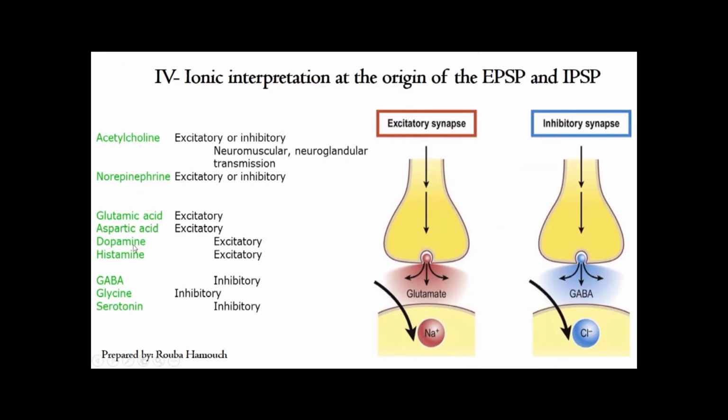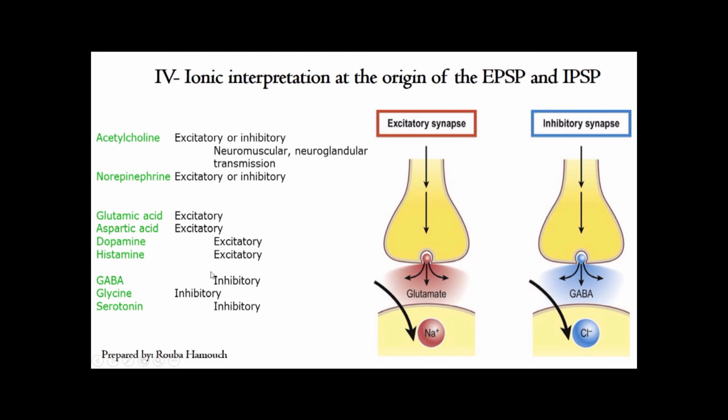Here we have some neurotransmitters and their effect. Acetylcholine can be both excitatory or inhibitory in the neuromuscular junctions. We have norepinephrine, either excitatory or inhibitory. We have GABA, which is always inhibitory. GABA allows the entry of Cl-, so it is always an inhibitory neurotransmitter. We have glutamate or glutamic acid, which is always excitatory. It allows the entry of Na+.